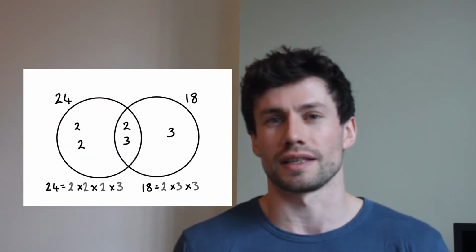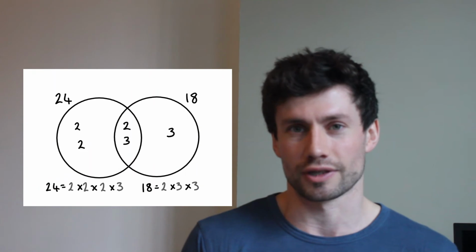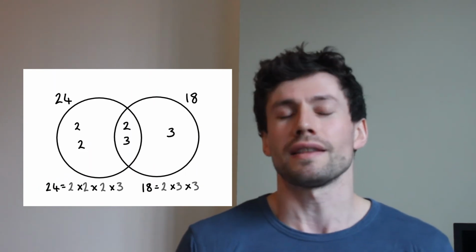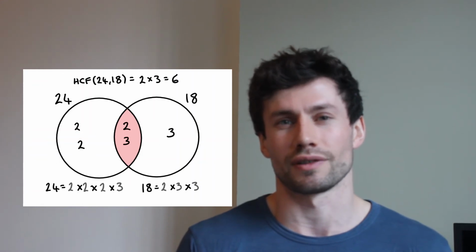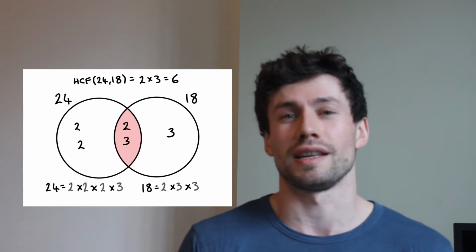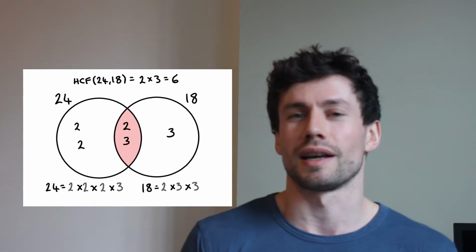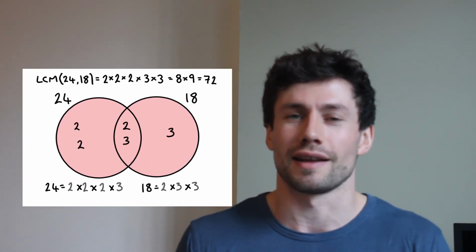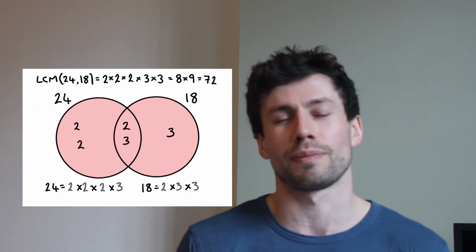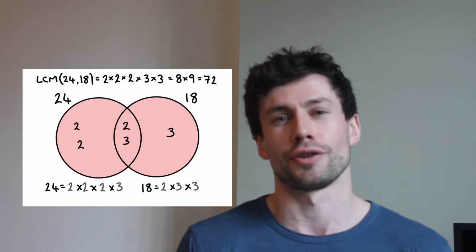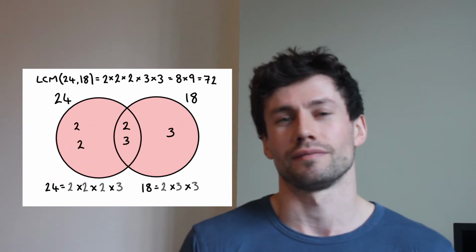Once I've constructed this Venn diagram in this way, it's very easy to work out both the highest common factor and the lowest common multiple. To find the highest common factor, I multiply together all of the primes in the intersection between the two numbers. So here, that is 2 times 3, and the highest common factor is 6. To find the lowest common multiple, I multiply together all of the primes that appear in the Venn diagram full stop, i.e. in the union of the two sets. So here I'm multiplying together 3 2's and 2 3's, giving me again 8 times 9, which is 72.